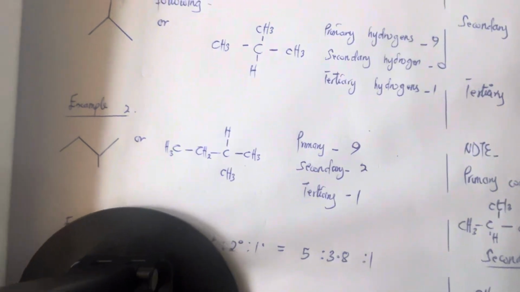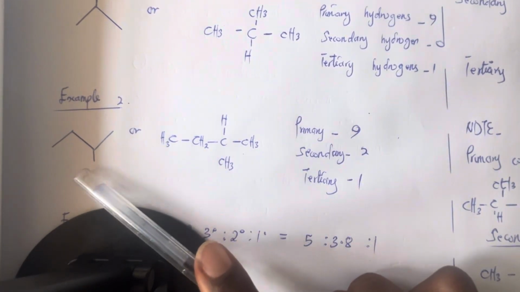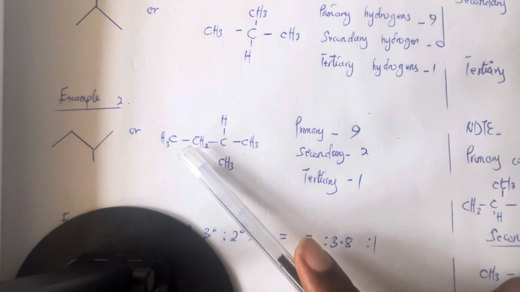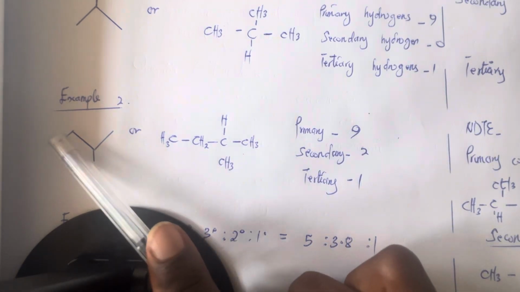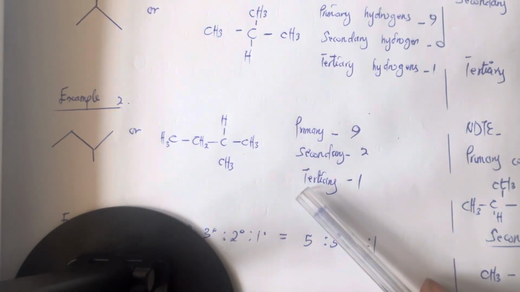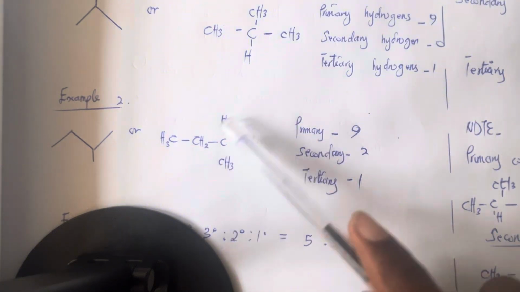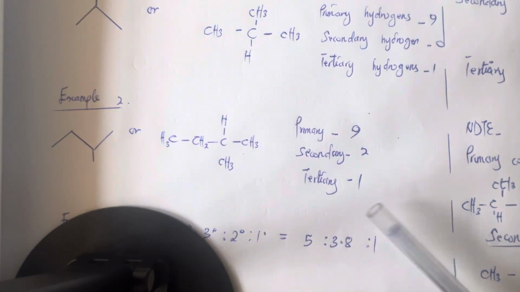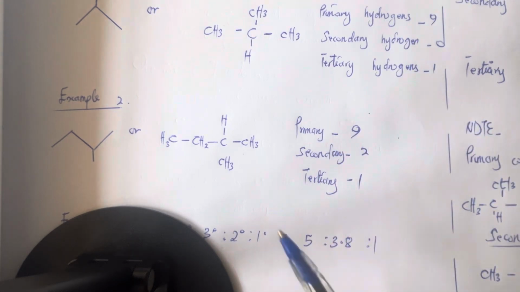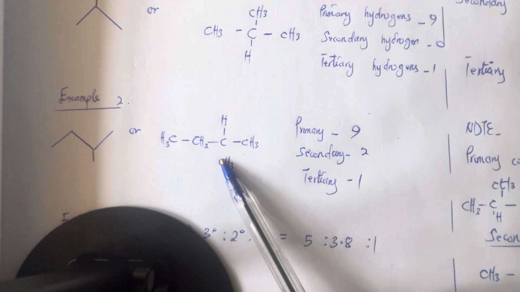Okay, so now let's look at example 2. This compound is the same thing as this. Sometimes they will give you the structure in this way. If you want to understand it better and know the number of primary, secondary, or tertiary hydrogens, you just have to draw the plane structure. That will also help you to determine the number of primary, secondary, or tertiary hydrogens.